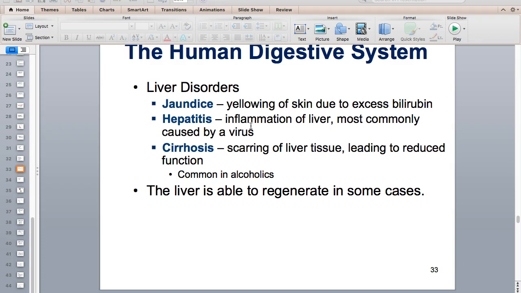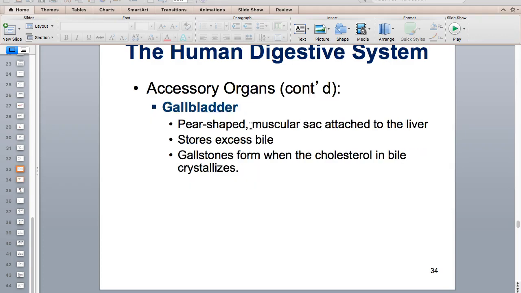You saw all those functions that the liver does, so it's super important that it's functioning properly. It says the liver is actually able to regenerate in some cases, which is something that I'm not sure we totally understand, but depending on how much is lost, if there's just a little bit, it can actually regenerate some of its part. You're not going to be able to regenerate an entire liver, but part of it can. We mentioned the gallbladder again. What does it do? It stores excess bile. So this is all reiterating things that we already talked about.